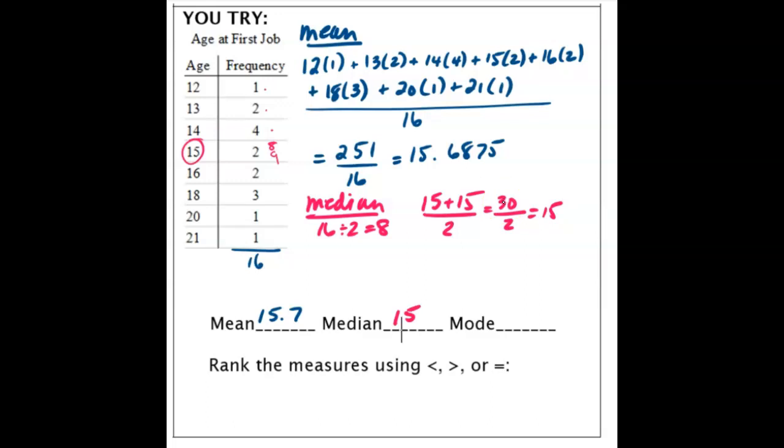And then the last one is mode, and this is the easiest one to figure out. When you're looking at a frequency table, the one that has the highest frequency is the mode. So I can see that 14 has the highest frequency of 4, so that means that my mode is 14.